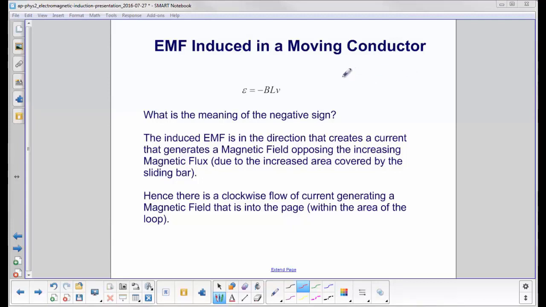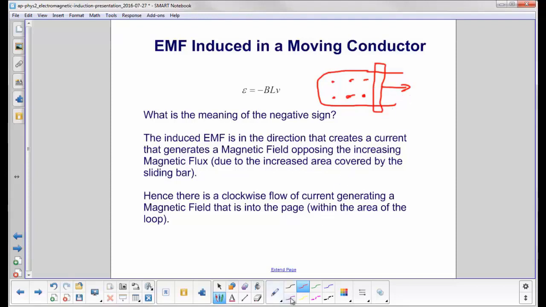So what that means is, here's our setup. Here's the wire, and then we'll move the bar out here, and it's moving to the right. And the external magnetic field is coming out of the board. As this bar moves to the right, we have a greater flux due to the magnetic field because of the greater area. So we want to decrease this magnetic flux.